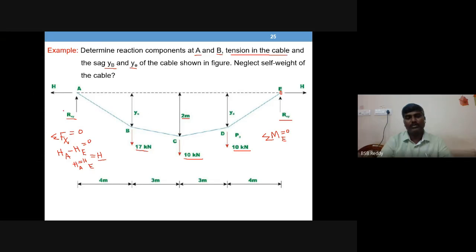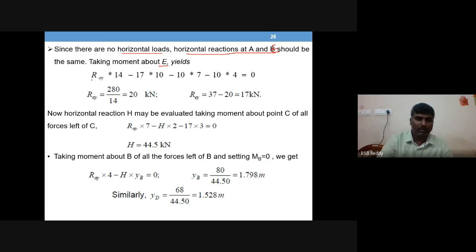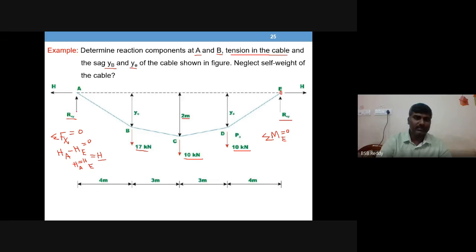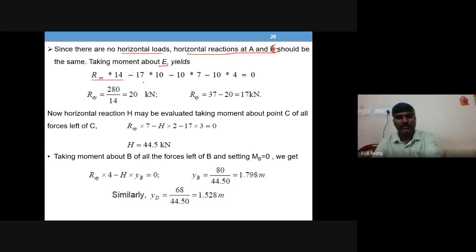RAY into the perpendicular distance, 14. RAY into 14. Next, that is clockwise. Remaining all are anti-clockwise due to loads. So 17 into 4 plus 3, 7 plus 3, 10. So 17 into 10.